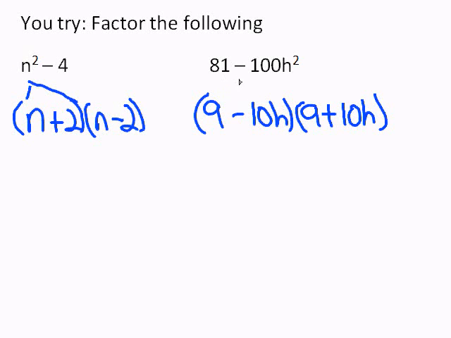Now 81 minus 100h squared, you can get 9 minus 10h and 9 plus 10h. Depending on the expectations, you may not have wanted to factor it that way. There is another way to factor it. It requires a little bit more work, and let me show you that real quick.